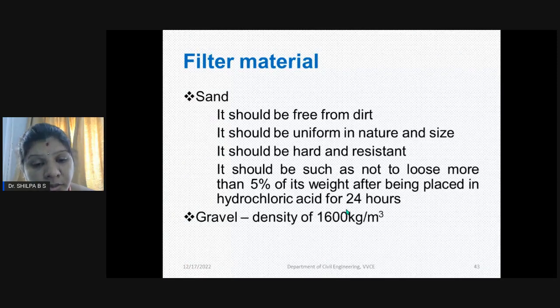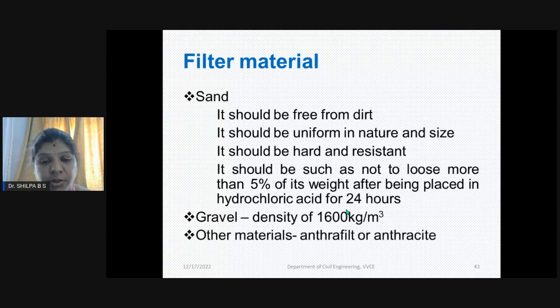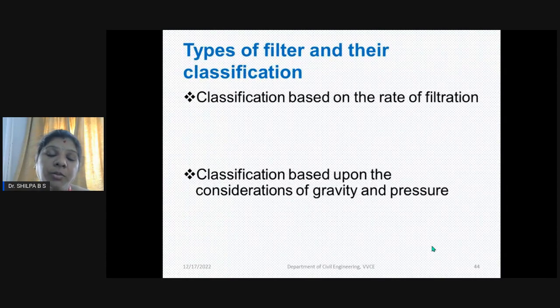The gravel used for the filtration process should have a density of about 1600 kg per meter cube. Other than gravel, we can use anthrafilt or anthracite as a filtering material, which helps in removing color from the water. If it is necessary, then it will be adopted.